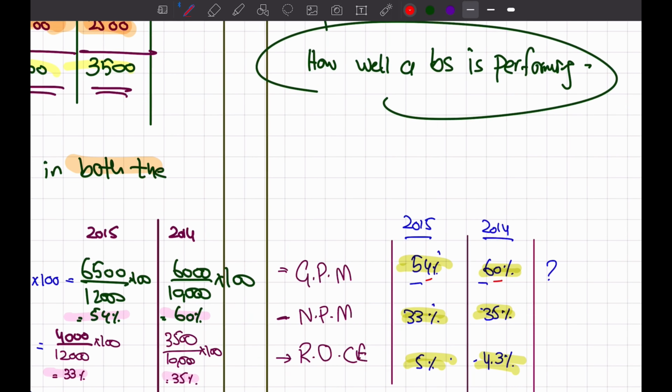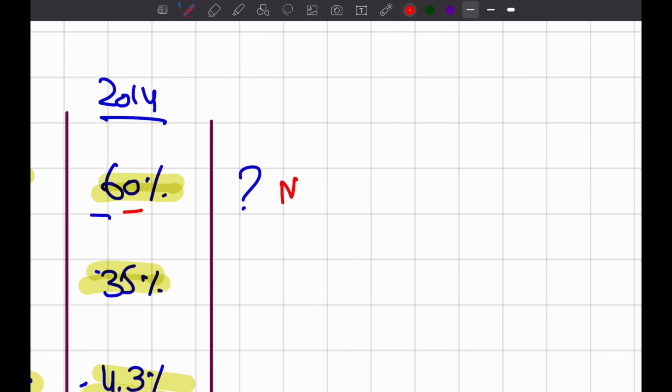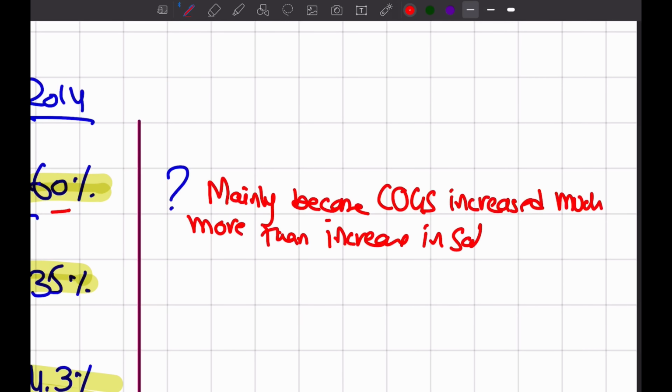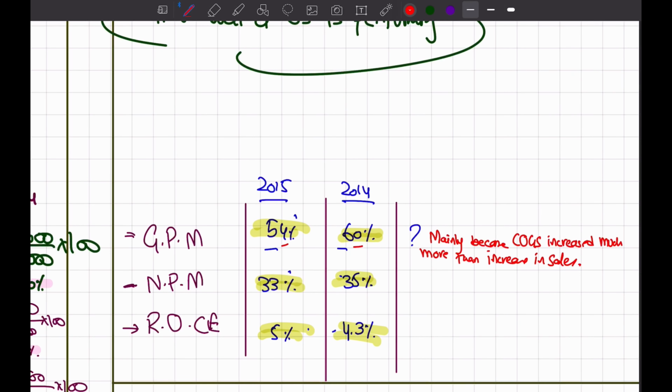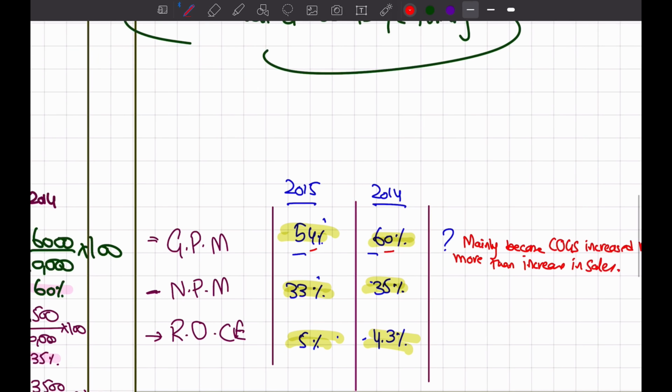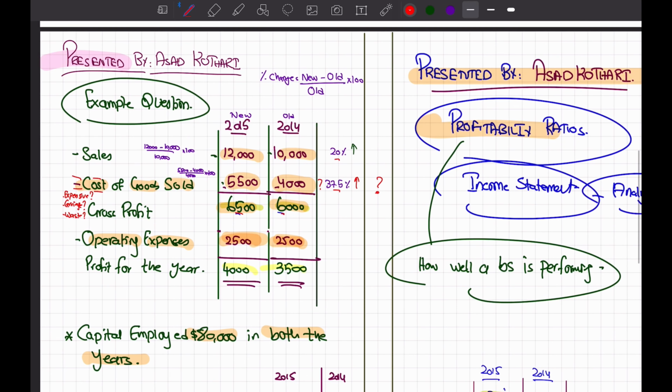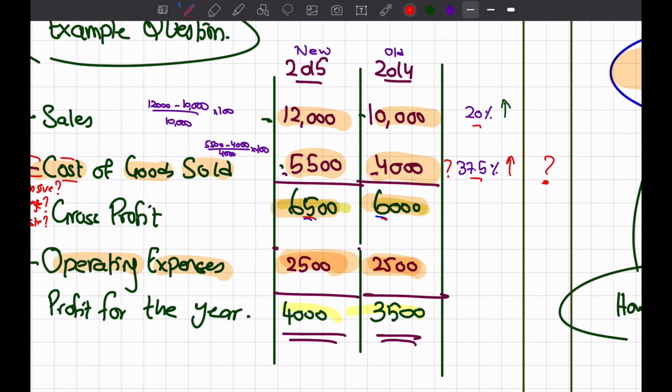And basically if I write this, this is mainly because cost of goods sold increased much more than increase in sales. So gross profit margin has actually decreased, which is a negative change. Yes, net profit margin भी कम हुआ है. और अगर मैं ओवरहेड्स को या ऑपरेटिंग एक्सपेंसेस को कंपेयर करता हूँ, तो it has remained the same in both the years, which is actually a positive change.